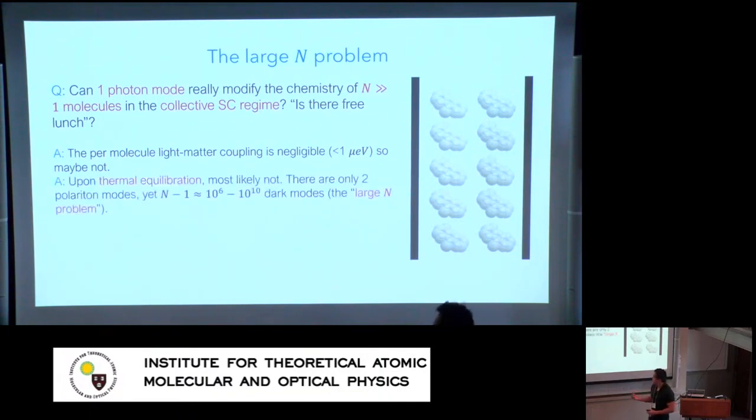But then, more carefully, the real statement is the following: if you allow for thermal equilibration to occur, most likely you won't get anything, because there are only 2 polariton modes and then a lot of dark modes, 10^6 to 10^10 dark modes. So this is what we call the large N problem. And so what we're going to do instead is try to pump the system or induce some non-equilibrium initial condition. The question you asked about this 1 micro eV: any energy in the cavity you divide by 10^6 to 10^10, you get a micro eV, right? Well, you divide over 1 over square root of N. The Rabi splitting, you divide it by that, and then you get 1 micro eV.